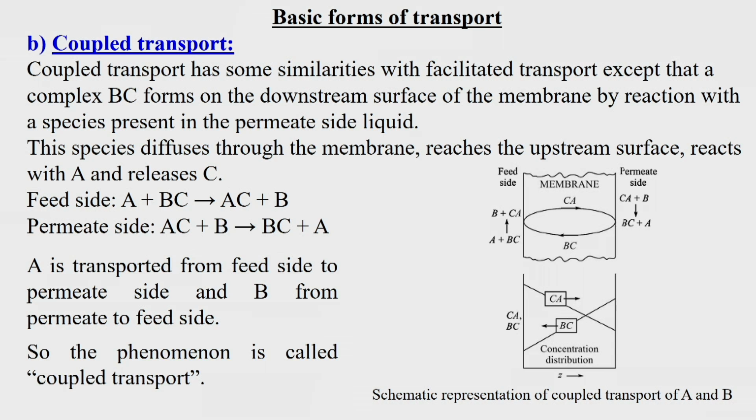So, this is almost similar to facilitated transport. Here, suppose A is there, it will be coupled with BC, and AC will be transported from one side to the other side, and there in the permeating side B will be freed, and then it will again react with C to make BC, come back and release A. In that way, A is transported from feed side to the permeate side, and B from permeate to feed side. So, the phenomenon is called coupled transport.